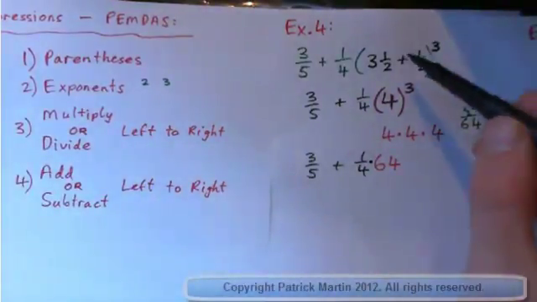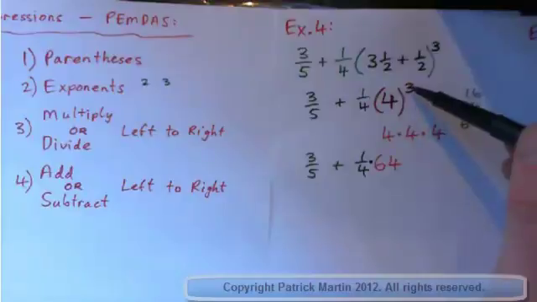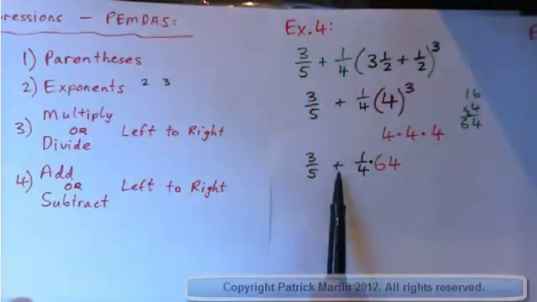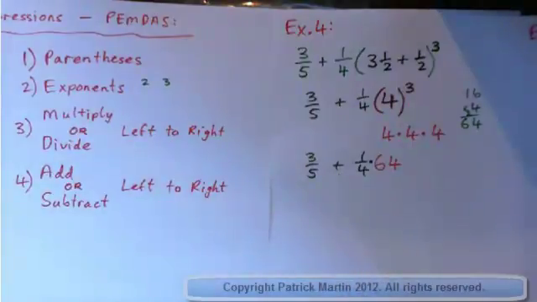So great, I've got rid of parentheses. I applied my exponents. So parentheses are done, exponents are done. Now I've got a multiplication and an addition. Which should I do first? Multiply or add?